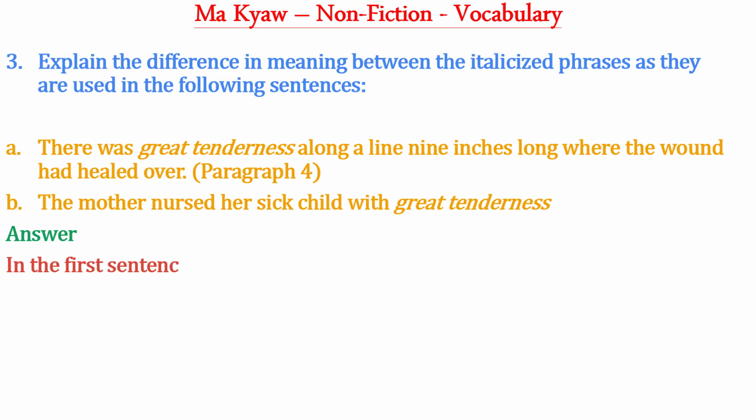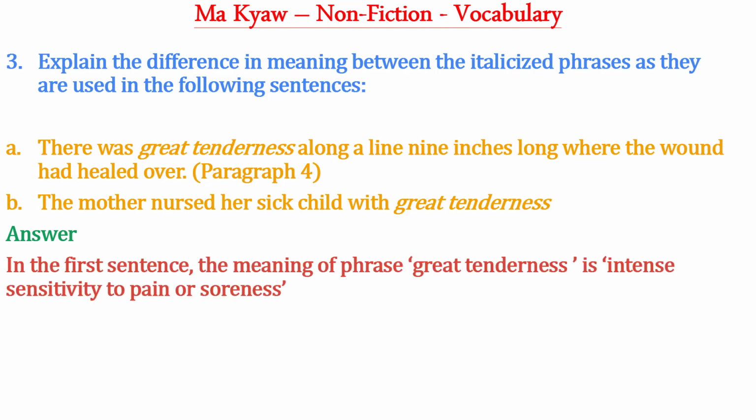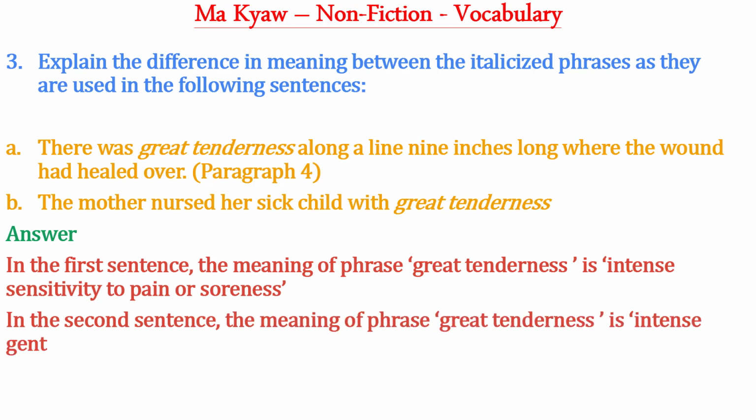Okay, so the answer of this question is: in the first sentence, the meaning of the phrase great tenderness is intense sensitivity to pain or soreness. Whereas in the second sentence, the meaning of the phrase great tenderness is intense gentleness, kindness or kindliness. So see, we have the same words, but they are used in different contexts in different sentences.